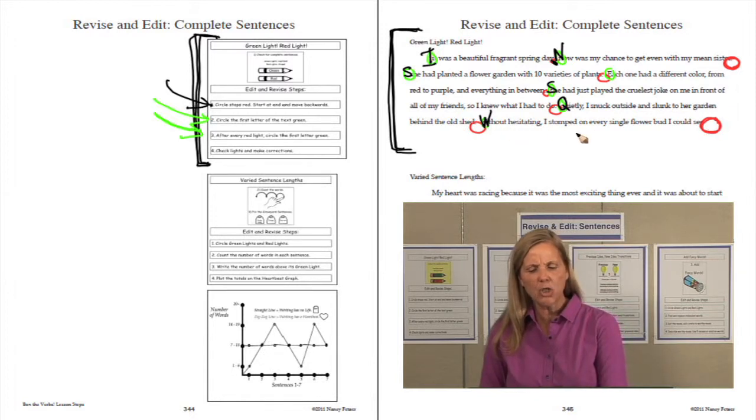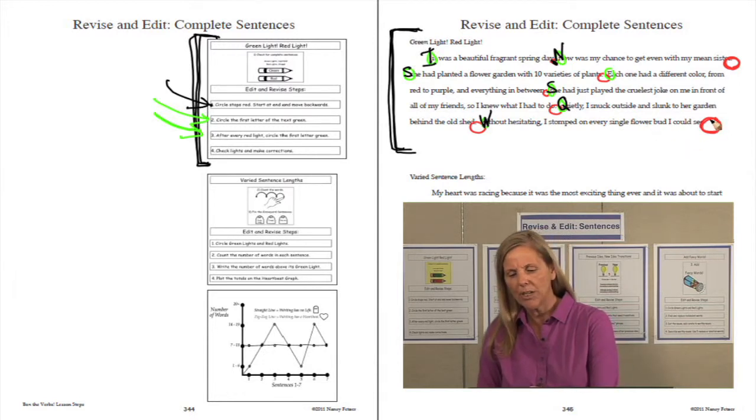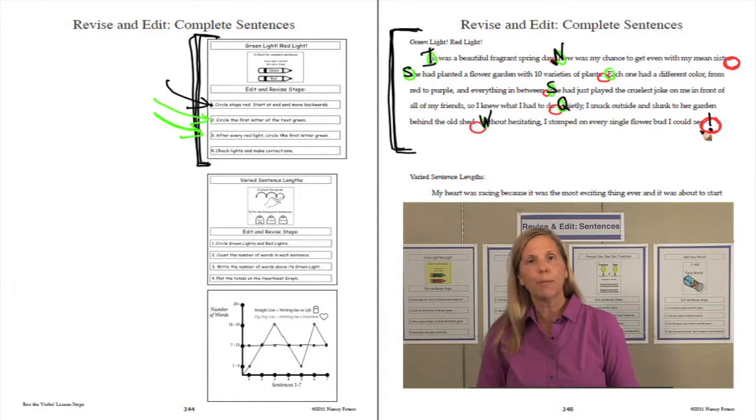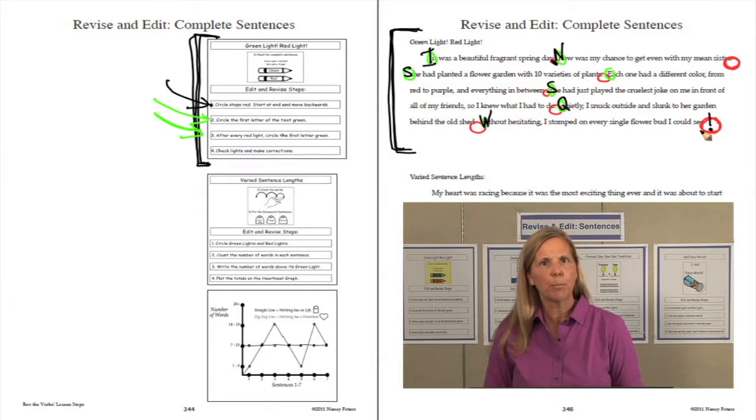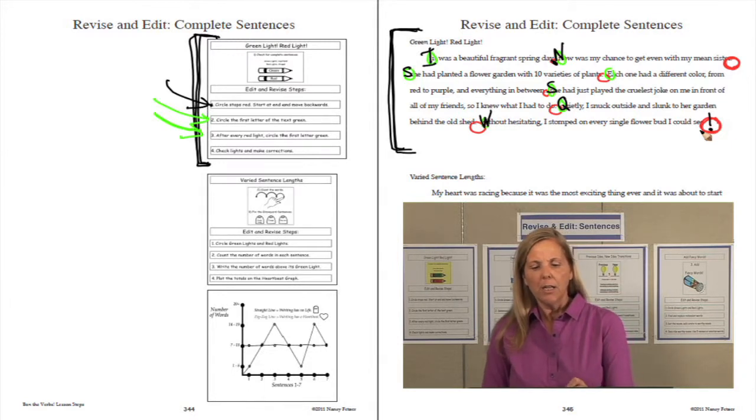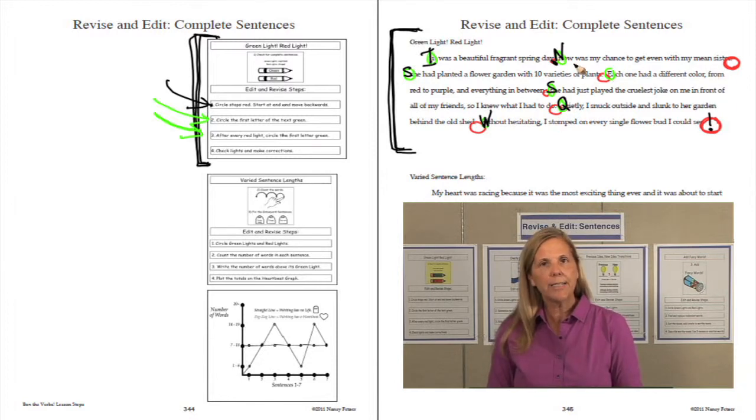Without hesitating, I stomped on every single flower bud I could see. I think I'm going to put an exclamation point there because it sounds like I'm pretty upset and angry. Notice that's the only place that I fix the stops is at the end there. The rest have to be in place in my writing. So what does that mean?